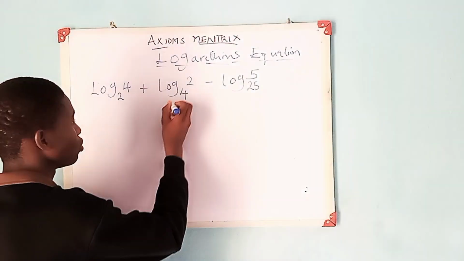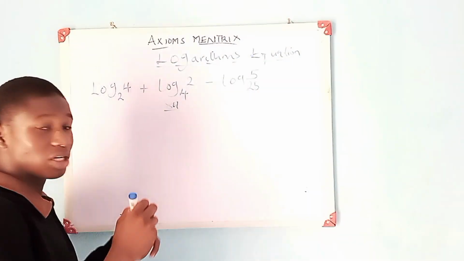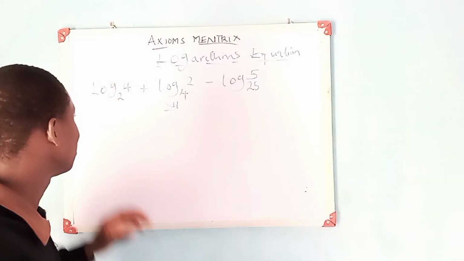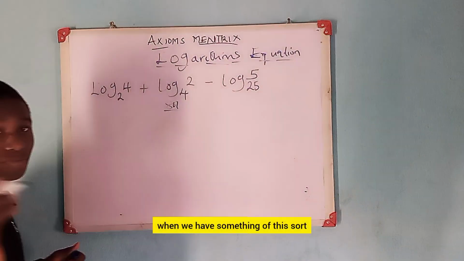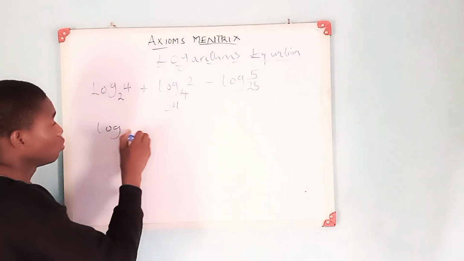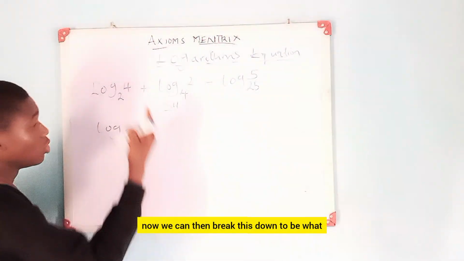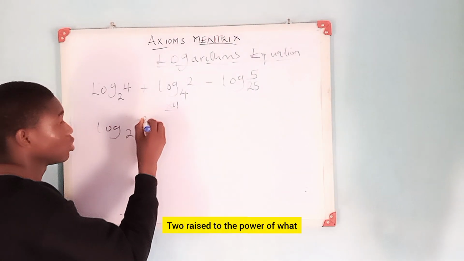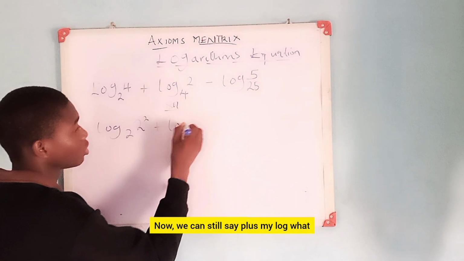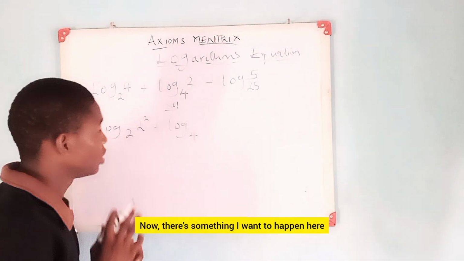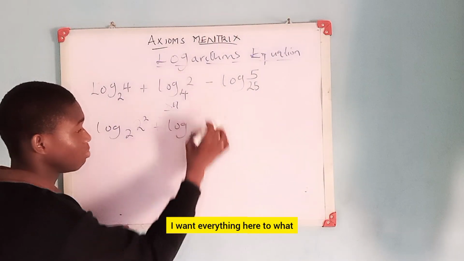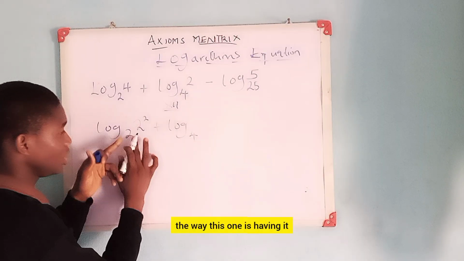So let's go. Solution. Now, if you look at what we have on the board, we need to tackle this question really fast. Because first of all, when we have something of this sort, when we have log 2 of 2, we can break this down to be 2 raised to the power of 2. You understand me? Now, we can still say plus log 4. Now, there's something I want to happen here. I want everything here to have something of this sort, the way this one is having it.